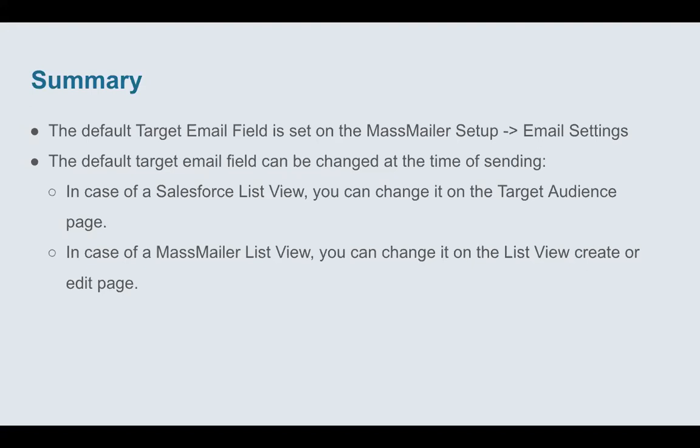And the MassMailer list view, if you're going to use that, you would want to change it at the time of creating the list view itself. So meaning if you're defining your target list and you are creating a MassMailer list view, there is an email field that's defaulted, and there's a way to change that. So that should be done at the MassMailer list view level. Once you define your MassMailer list view, then you can use MassMailer outreach in order to send emails to that particular list view, right?